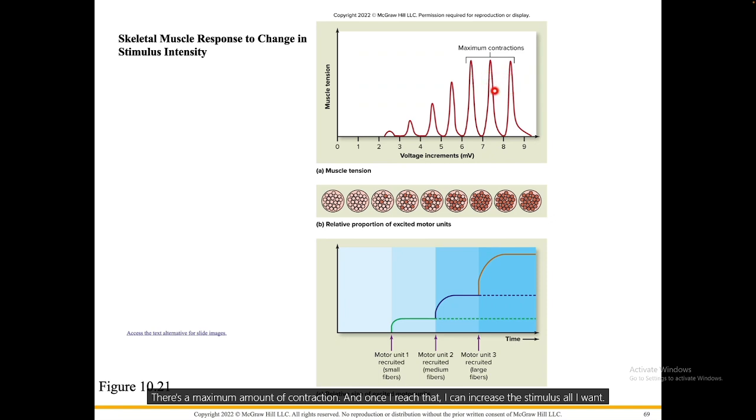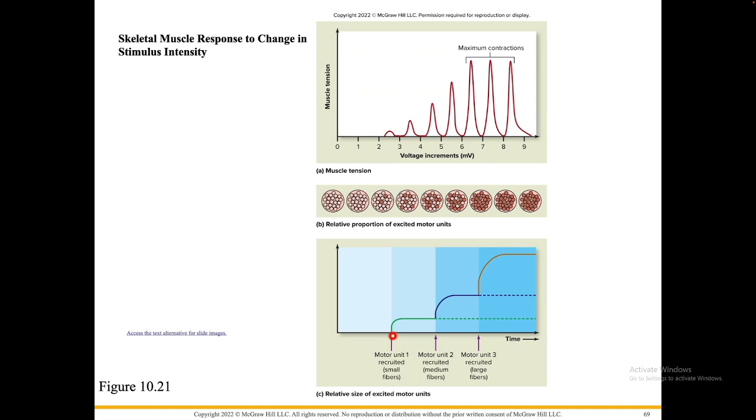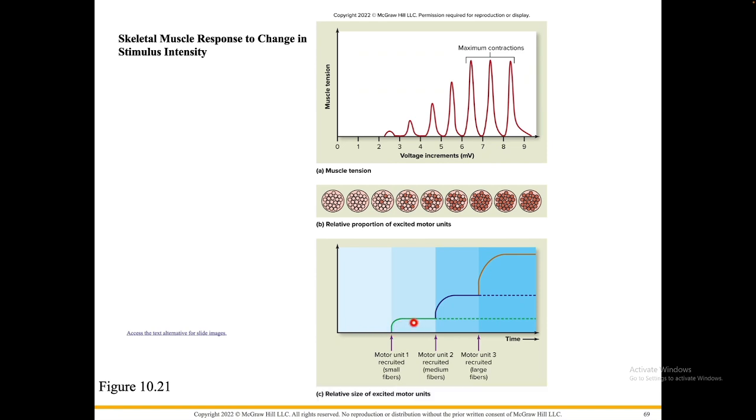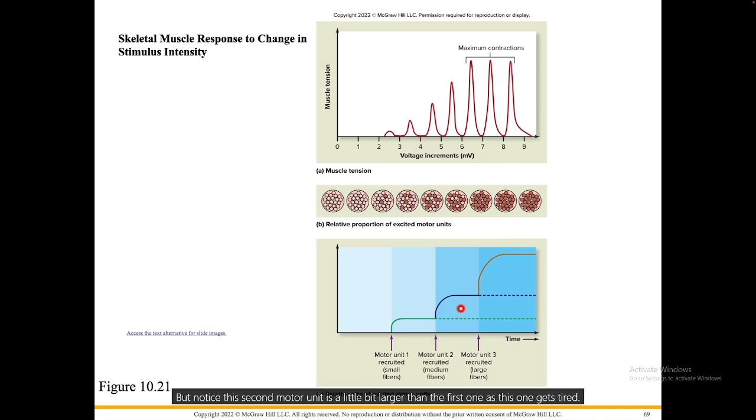And once I reach that, I can increase the stimulus all I want, and I'm not going to go past maximum. In the lower portion, we're seeing a different idea. We're seeing some recruitment. So here's the first muscle group that's doing some work. As it gets tired, it starts to recruit a second motor unit. But notice this second motor unit is a little bit larger than the first one. As this one gets tired, and this one is still working, but now we've got 3 different motor units.